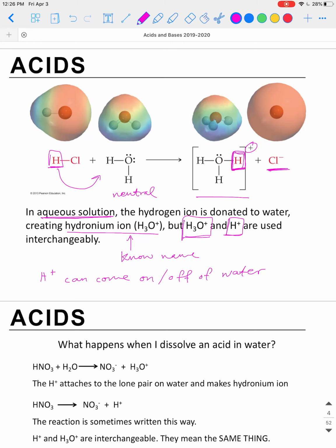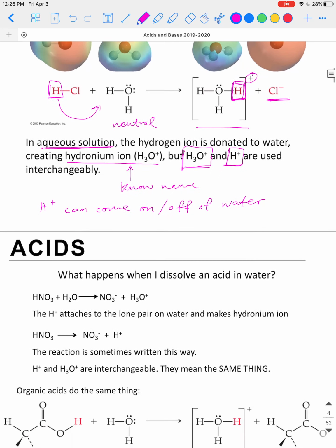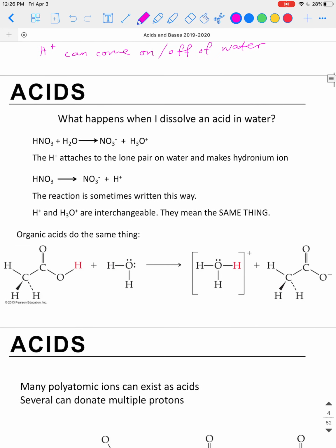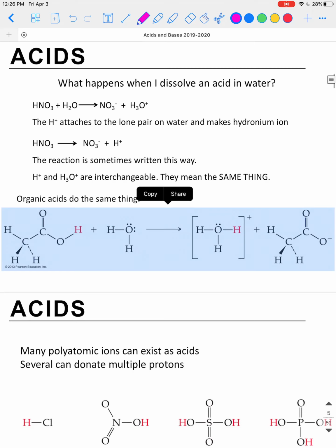and H plus terms interchangeably, okay? They essentially mean the same thing. That might sound weird, feel weird for you to say that, but also get comfortable with that idea. Okay.